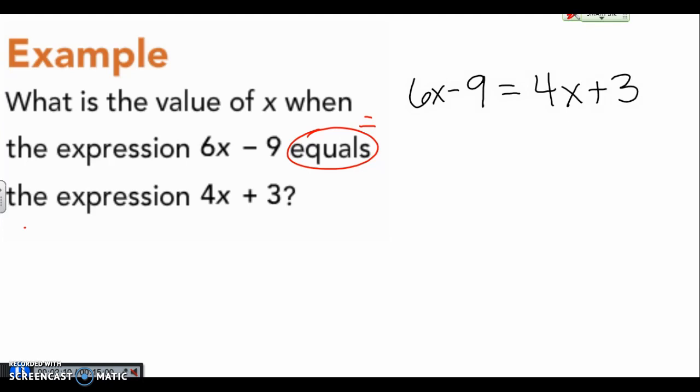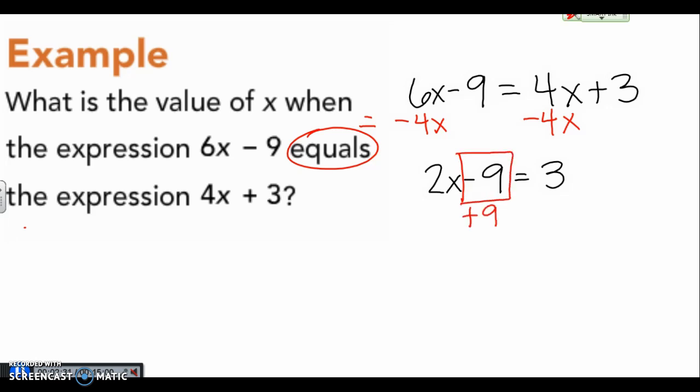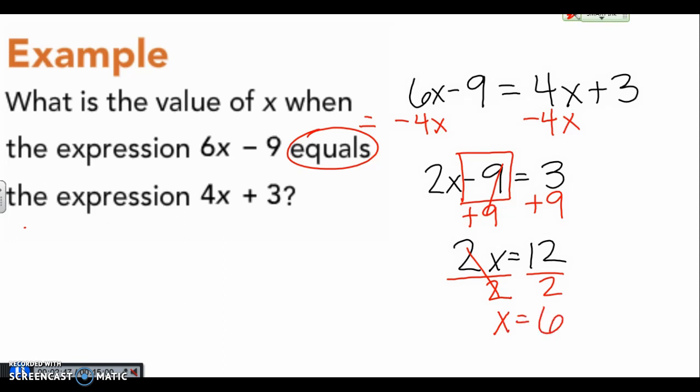I'm going to begin on the right side of my equation by doing the opposite of positive 4x, which is to subtract 4x from both sides of my equation. 6x minus 4x is 2x minus 9 equals 3. I'm now going to get rid of my minus 9. The opposite would be to add 9 to both sides of my equation. So I have 2x equals 12. The opposite of multiplying by 2 is to divide by 2. And 12 divided by 2 is 6, so x equals 6.